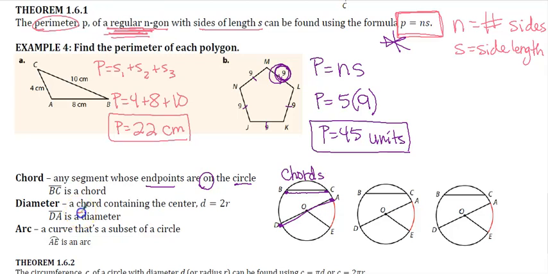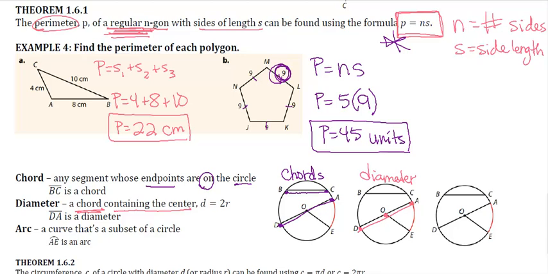Diameter then is a chord, so it has to have an endpoint on the circle that contains the center. The center is O, and the only one that has endpoints on the circle and goes through the center is DA. So this is the diameter.